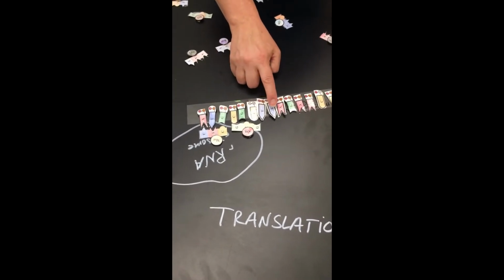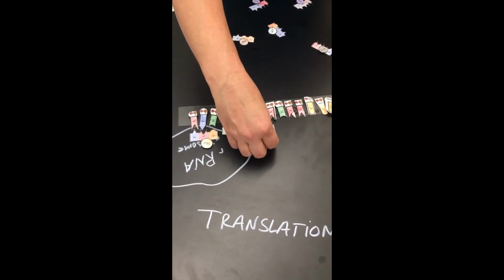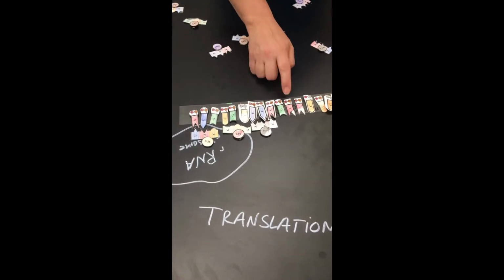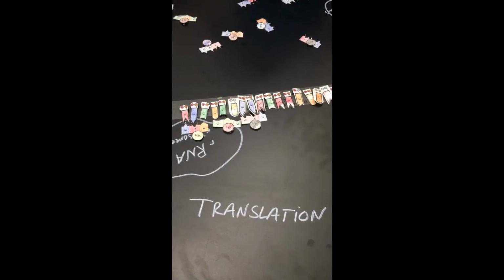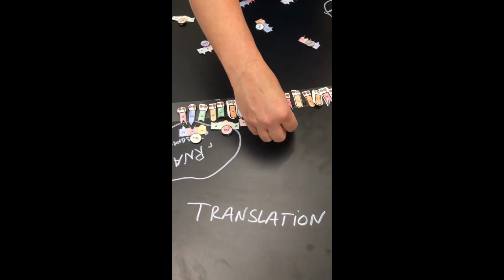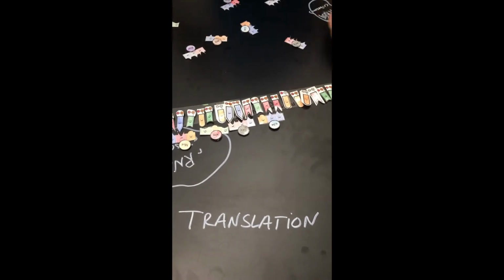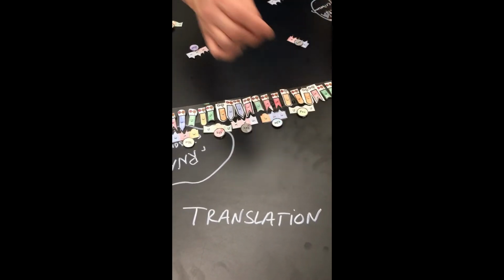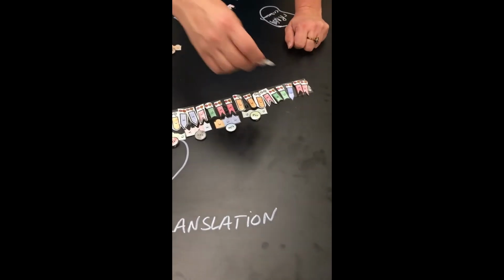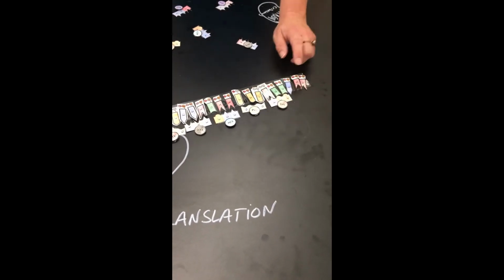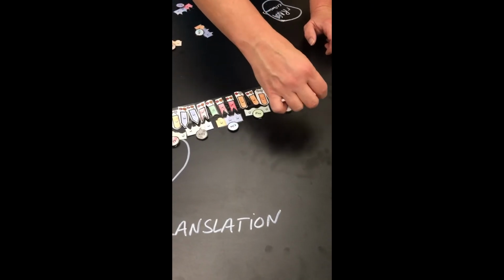Then the next one would be AAU, which is leucine. The next one would be CUU, which is glutamine. Then we have GGG, which is proline. UCC, arginine, and AUU, which is stop.